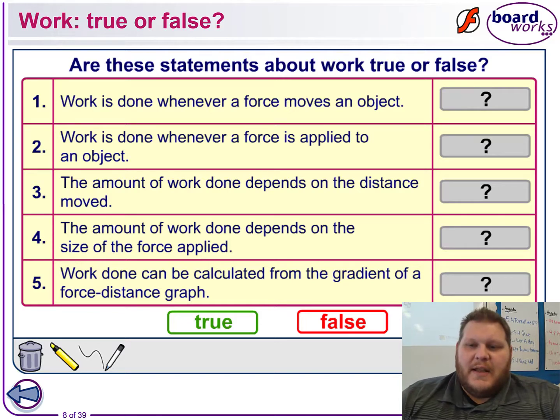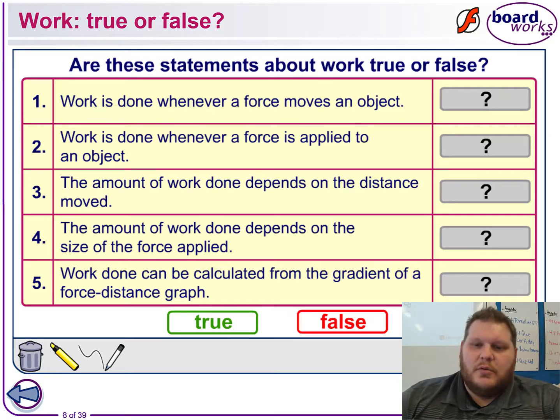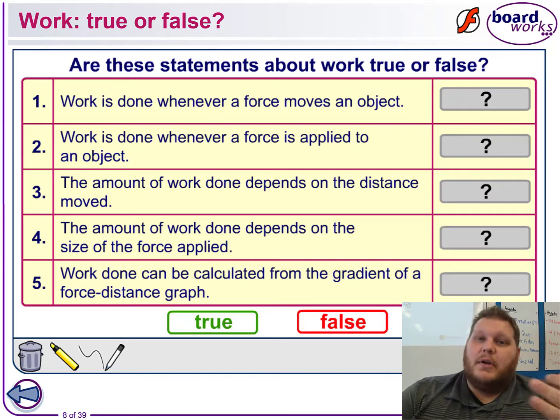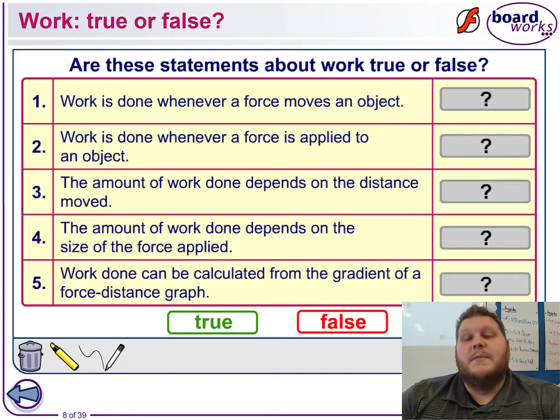Number 3: the amount of work done depends on the distance moved. Definitely true. Number 4: the amount of work done depends on the size of the force applied. Again, that is also true. How much force is applied does change how much work was done. A greater force means a greater amount of work. A smaller force means a smaller amount of work, assuming distances stay the same.